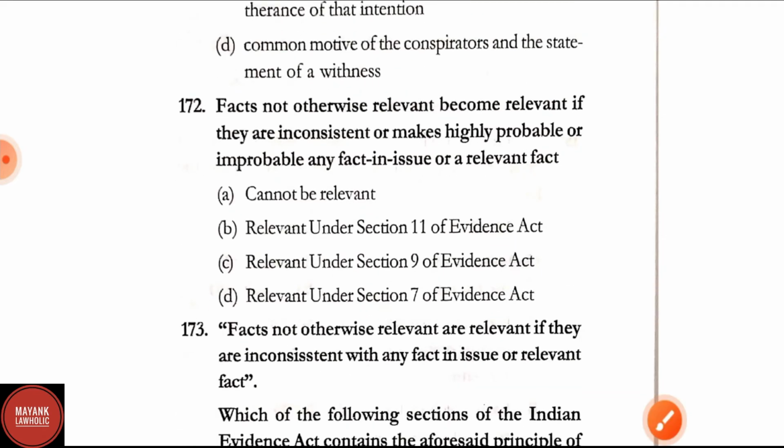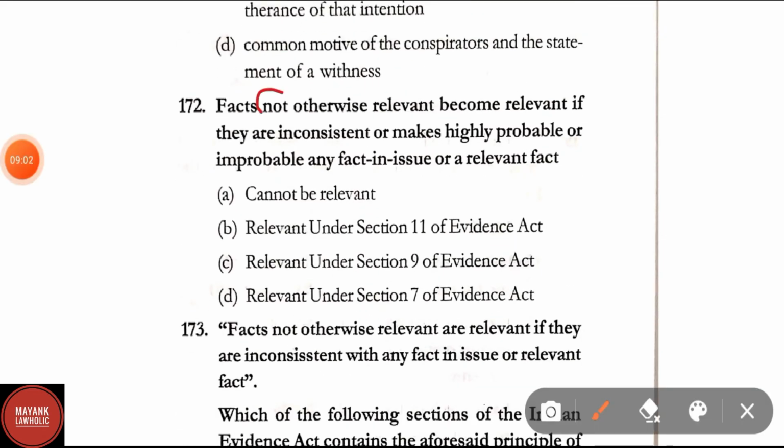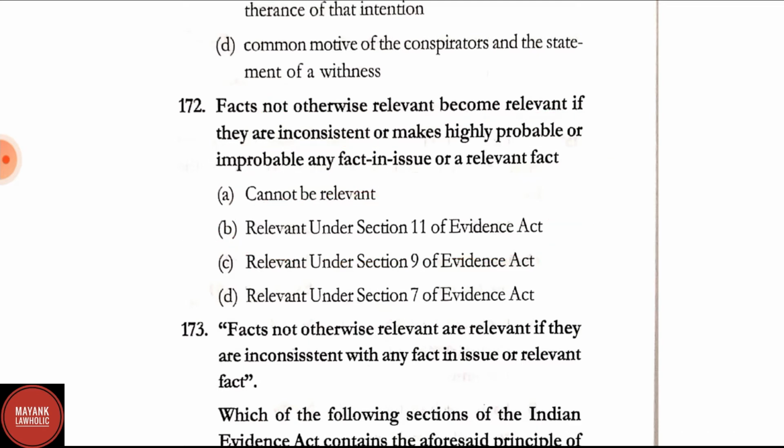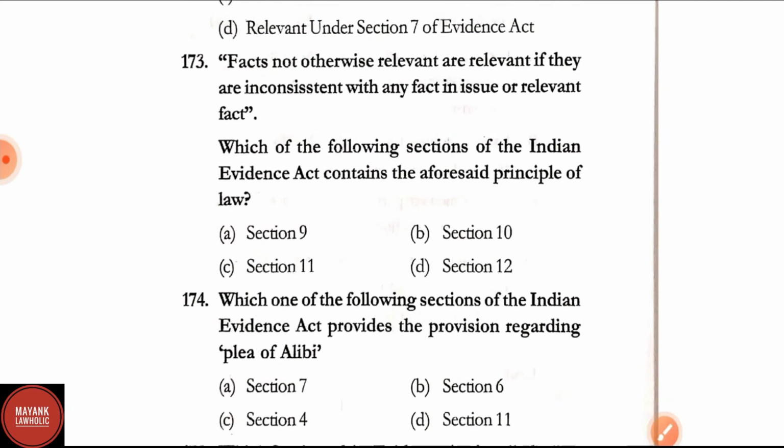Question number 172. Facts not otherwise relevant become relevant if they are inconsistent with or make highly probable or improbable any fact in issue or a relevant fact. Option A, cannot be relevant. Option B, relevant under Section 11 of the Evidence Act. Option C, relevant under Section 9 of the Evidence Act. And option D, relevant under Section 7 of the Evidence Act. Here the correct answer is option B. Therefore, option B will be the right answer. Question number 173.